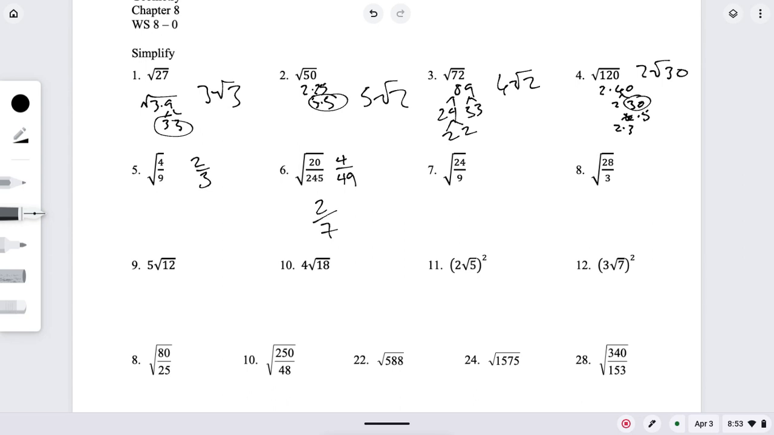But on number 7, I could reduce it, but I might have issues if I reduce it. It kind of depends, right? 9 is already a perfect square, so I know that's a 3 times 3.